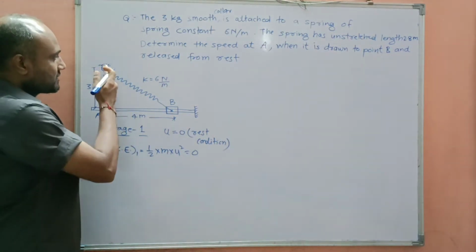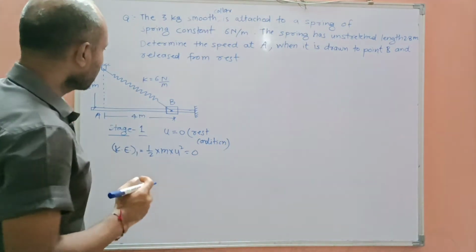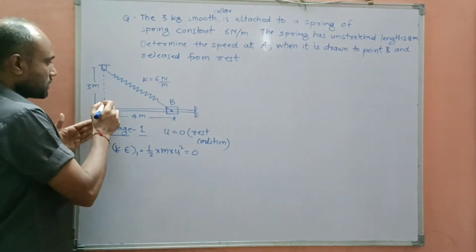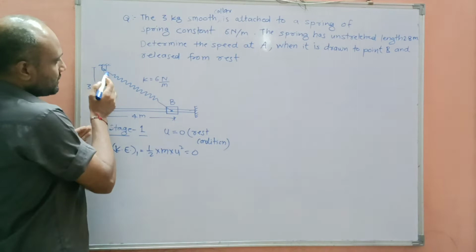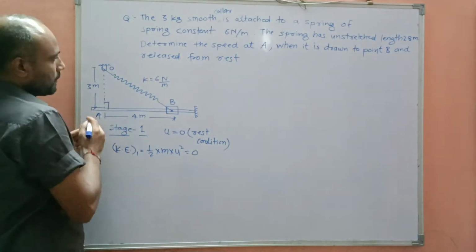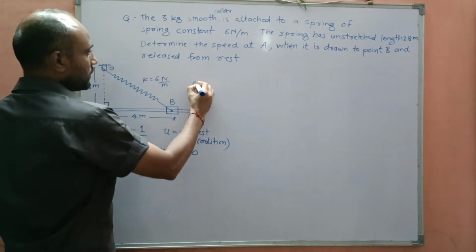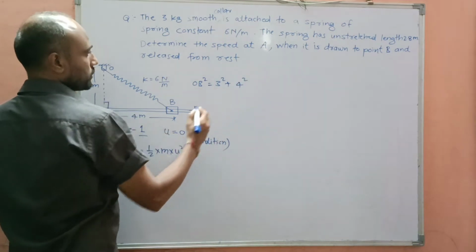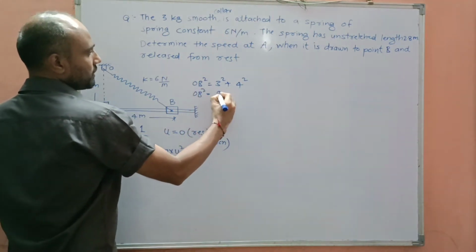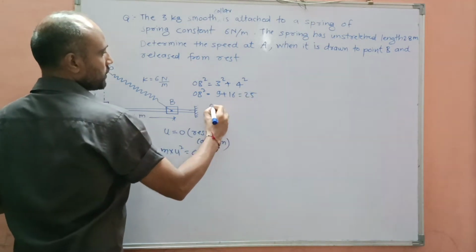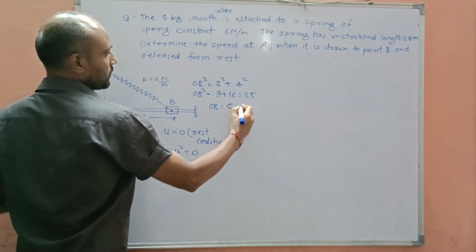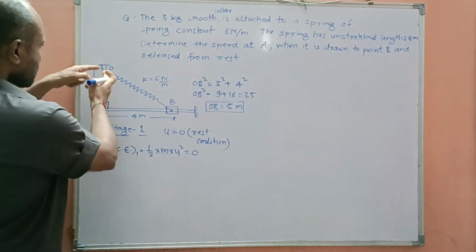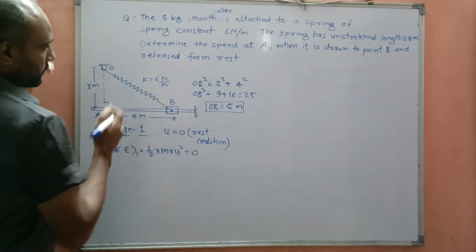Now let us consider the length of the spring in the given condition. You can see this length is 4 meter and this vertical length is 3 meter, so a 90-degree angle is formed over here. Let us assume this point as O. In this right angle triangle we can write OB squared equals 3 squared plus 4 squared. So OB squared is equal to 9 plus 16, which is equal to 25. Taking the square root, OB is equal to 5 meter. So this is the length of the spring in stage 1.